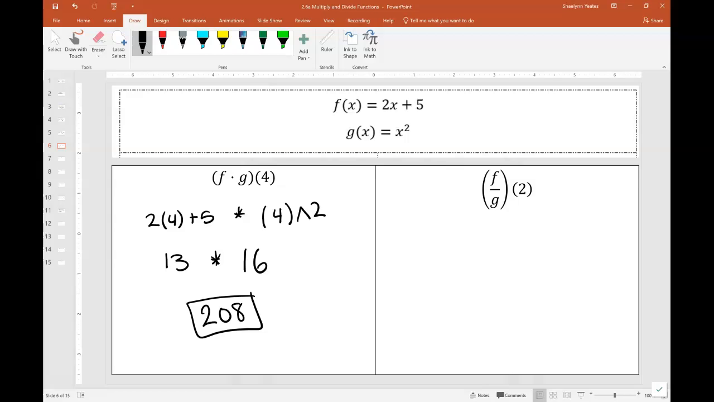Beautiful. All right, so here we're going to divide. So it's going to be 2 parenthesis 2, close parenthesis, plus 5. We're going to be dividing that by parenthesis 2, close parenthesis, to the second power. So I plug this into my calculator, and on the top I get 9. And on the bottom I get 4, so it's going to be 9 divided by 4.